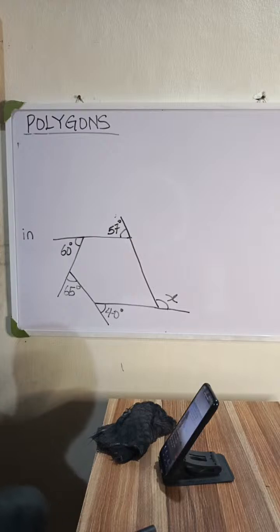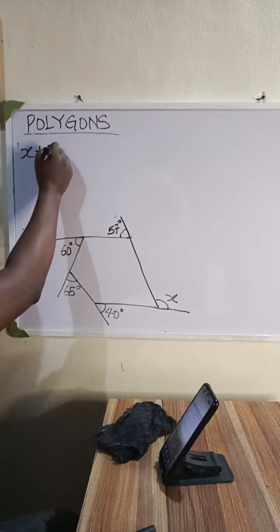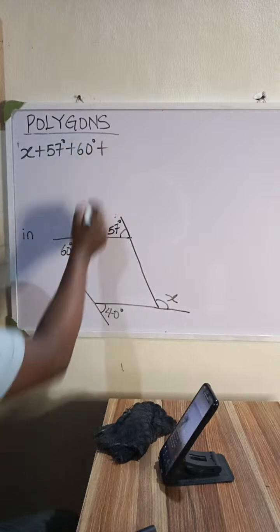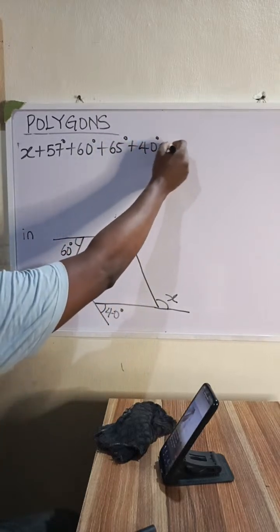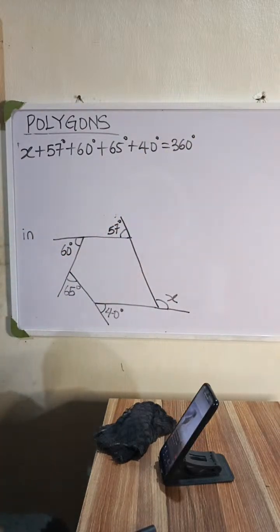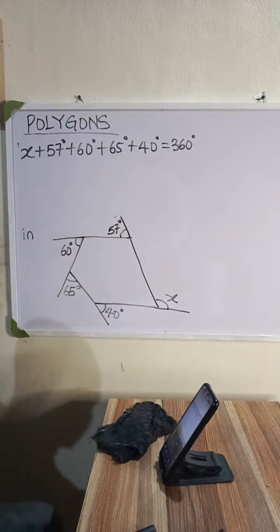So we know that x plus 57 degrees plus 60 degrees plus 65 degrees plus 40 degrees is equal to 360 degrees. So add these values and tell me what it is. Okay, Marcia said it's 158. Can someone confirm that?